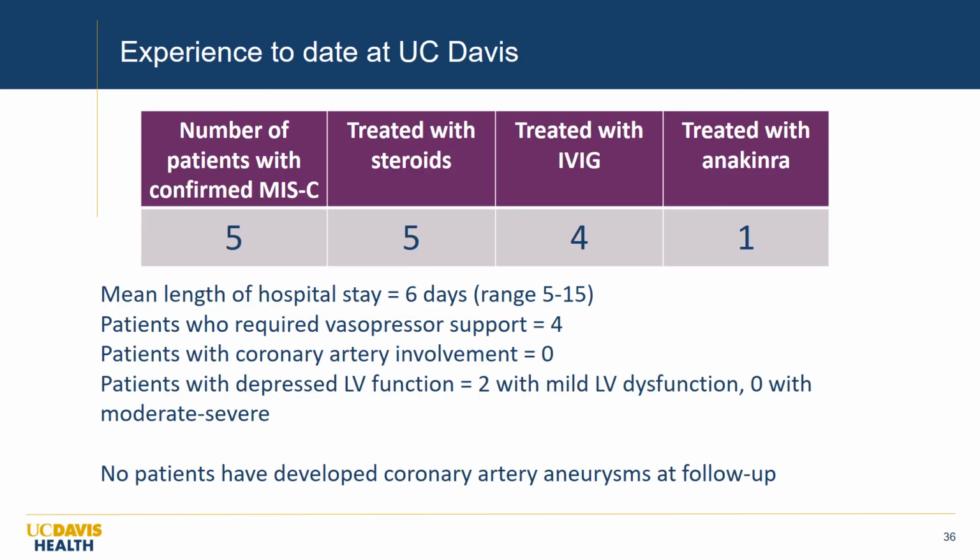When we look at our experience to date here at UC Davis, we have had 5 patients who have been confirmed as having MIS-C. There have been some other patients that have not quite met the definition for various reasons. So only 5 have actually been treated according to this pathway. They have all been treated with steroids, and 4 of them were treated with IVIG as well. There was only 1 who had refractory disease and ultimately needed treatment with anakinra. In general, they have been in the hospital for about 6 days with a range of 5 to 15 days.